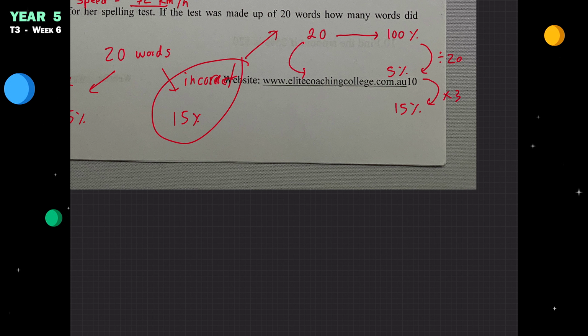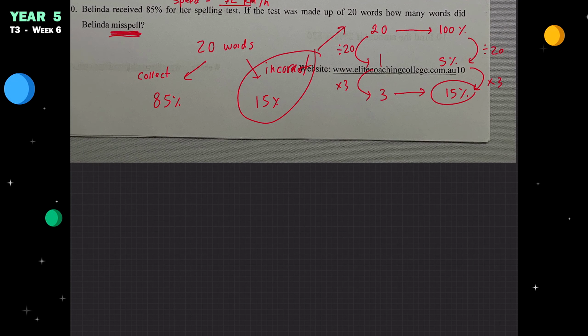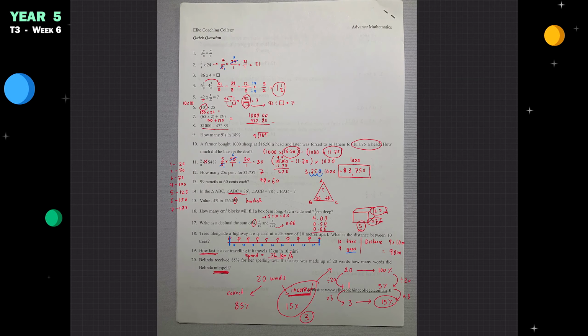So I'm going to divide this one by 20. Obviously 20 divided by 20 is 1. And then times it by 3, just like the other side, I'll get 3 words. Therefore, 15% is 3. Since she got 15% incorrect, that means she got 3 words incorrect. And the answer is 3. All right, I hope that helps.